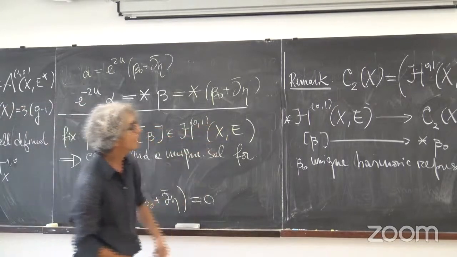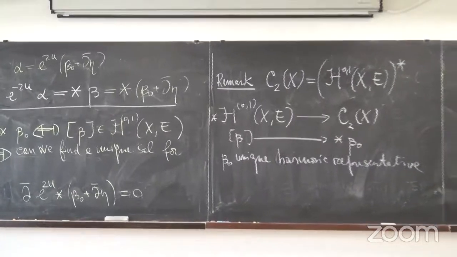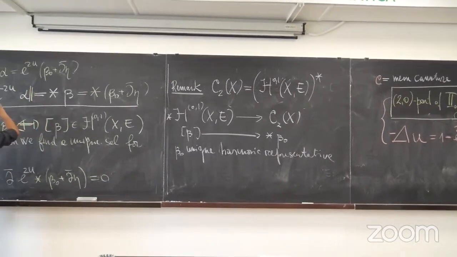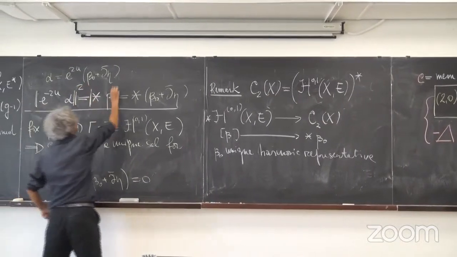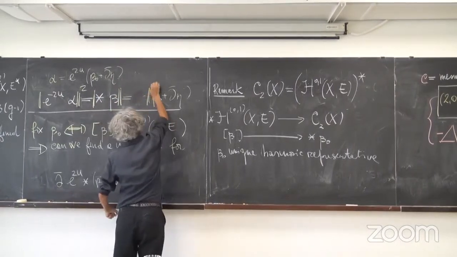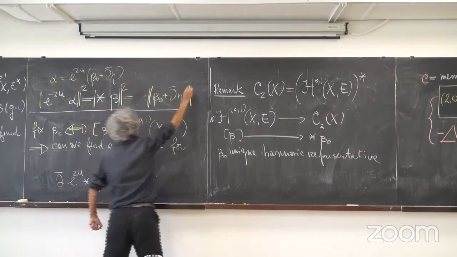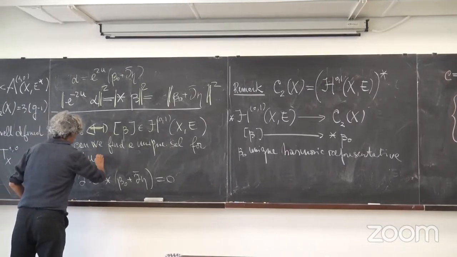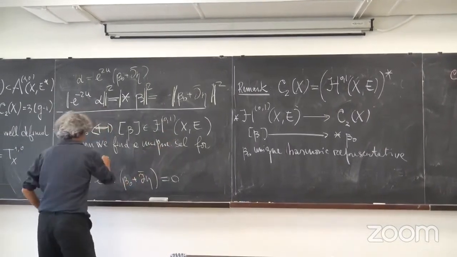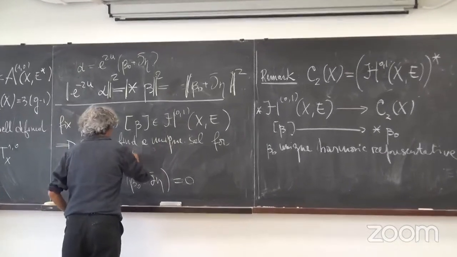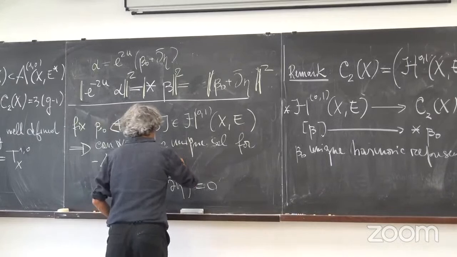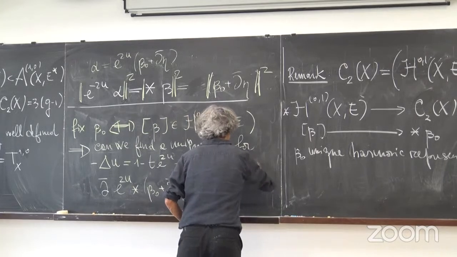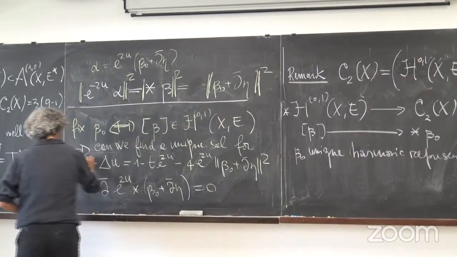So the alpha that comes from this term has to give me a holomorphic differential. And then I can replace into the equation this term here, using the isometry: the norm of this, according to the background metric, is the same as the norm of this. The star is an isometry, and this is the norm squared. So I can write here the Gauss equation, which now becomes minus Laplacian of u, as I wrote it over here, is 1 minus t e to the 2u minus 4 e to the 2u times the norm of beta naught plus d bar eta squared. That is now the problem.